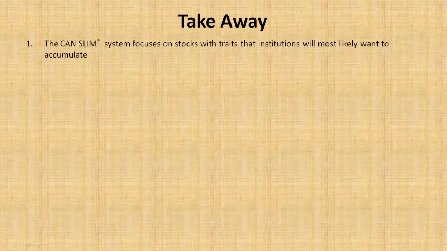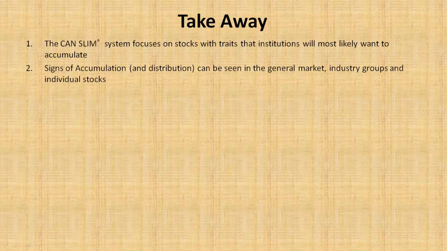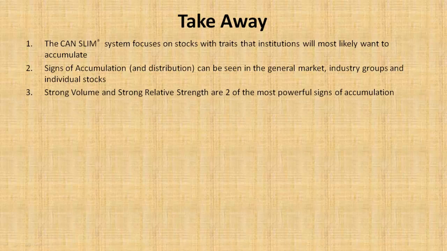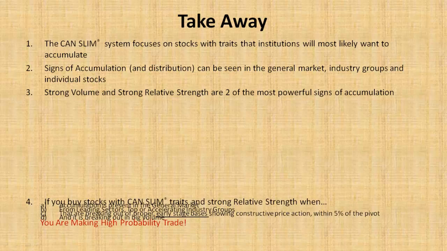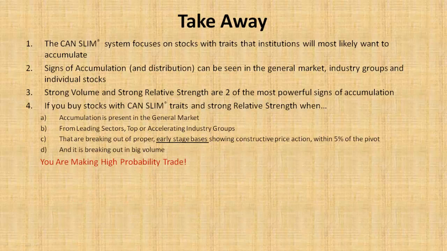The CanSlim system focuses on stocks with traits that institutions will most likely want to accumulate. Signs of accumulation and distribution can be seen in the general market, industry groups, and individual stocks. Strong volume and strong relative strength are 2 of the most powerful signs of accumulation. You want to buy stocks with CanSlim traits that also have strong relative strength, and you want to do it when the general market is under accumulation.